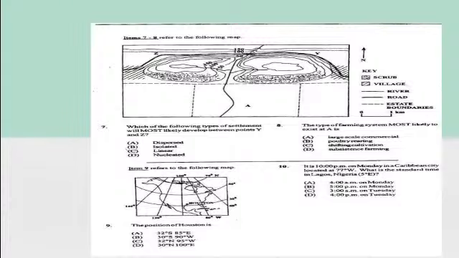Item 7 to 8 refer to the following map. Which of the following types of settlement will most likely develop between points Y and Z? So we have Y here and we have Z here. You can see the contour lines on both sides. So we see that we have hills on both sides. So again, if you are building a settlement, how would your people be set out?